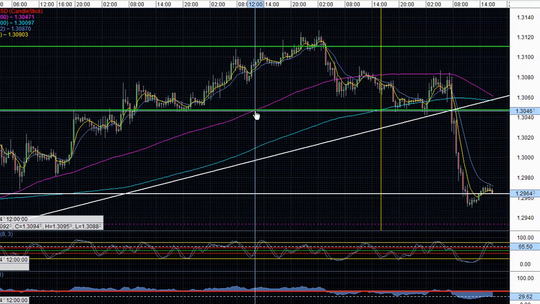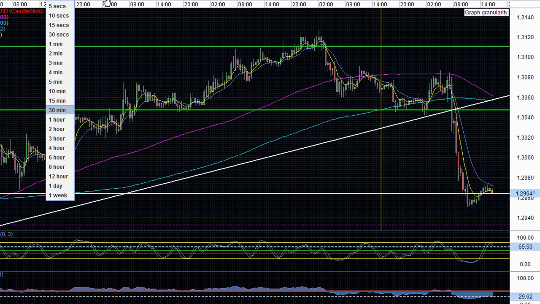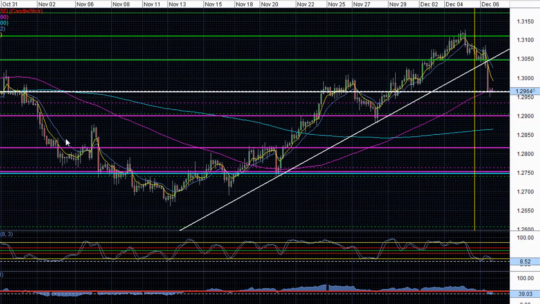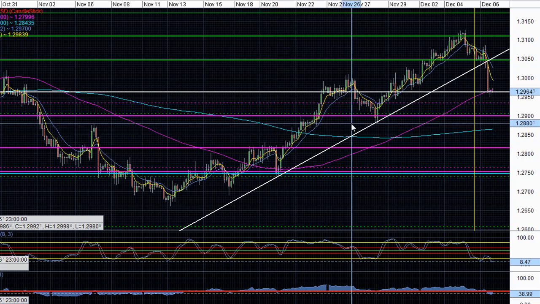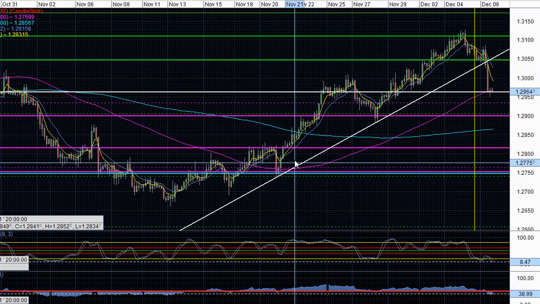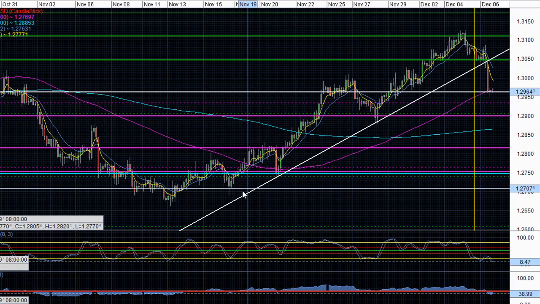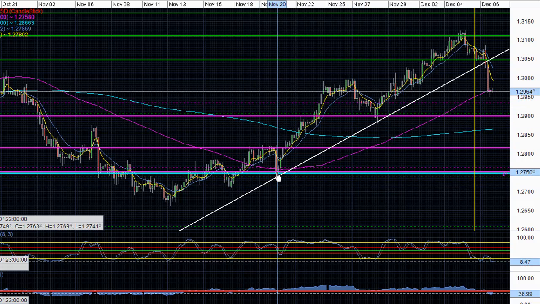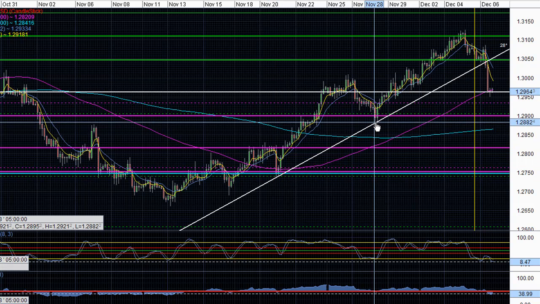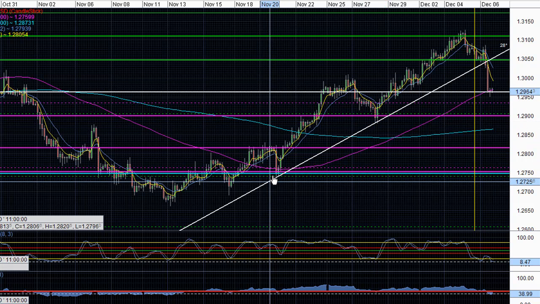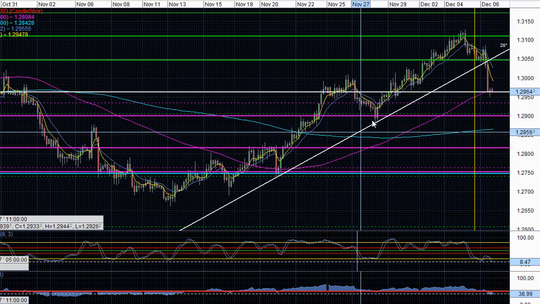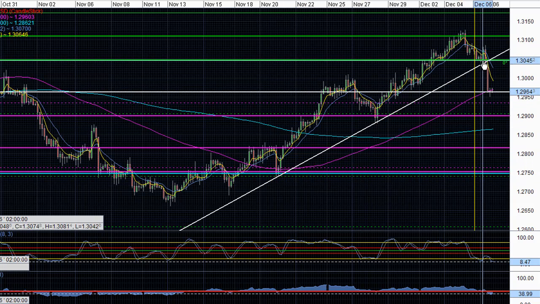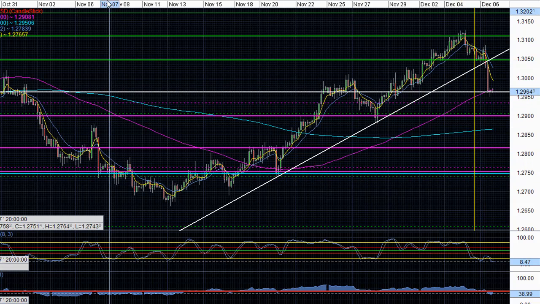Now let me go to the 3-hour chart so I can show you where this ascending trend line support comes from. It comes from the two higher lows that were formed on this recent rally or this recent move upward. The first on November 20th and the second on November 28th. It was these two higher lows that formed this ascending trend line support, and today it found support there briefly.